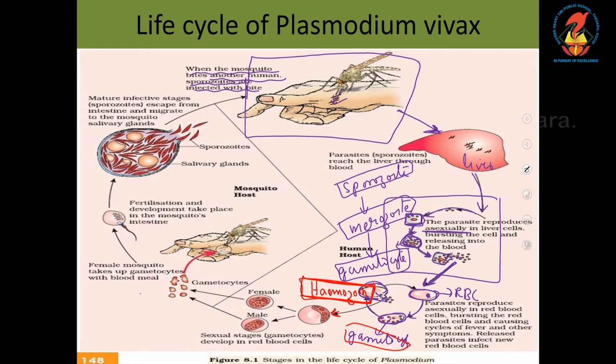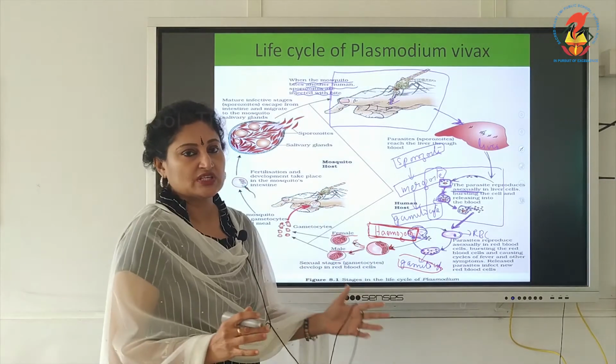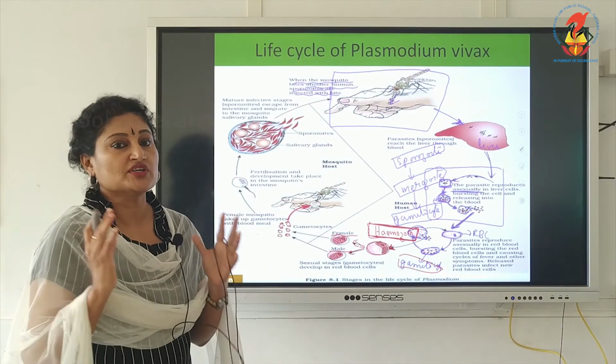The property of gametocytes, as the name suggests, is that they produce the two gametes. Which are the two gametes? The female gamete and the male gamete. Now, we can see this person who has malaria, his blood is full of gametocytes.